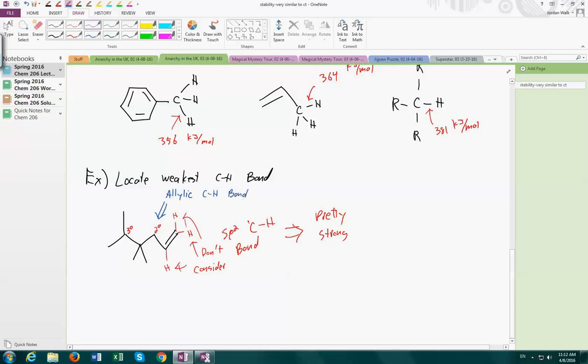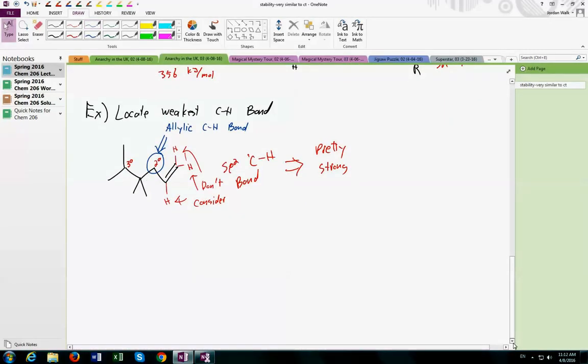What did we see above? What's going to be more stable? A tertiary radical or an allylic radical? Definitely allylic, right? And it's because of that resonance stabilization. Ultimately what we find is that the weakest CH bond is going to be on that carbon right there. So it's going to be important that you be able to look at relatively complex alkanes, consider all the different CH bonds that are involved, and then pick out the one that's going to be the weakest, because ultimately that's where our reaction is going to take place.